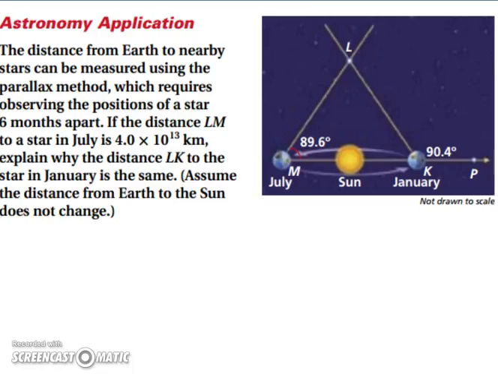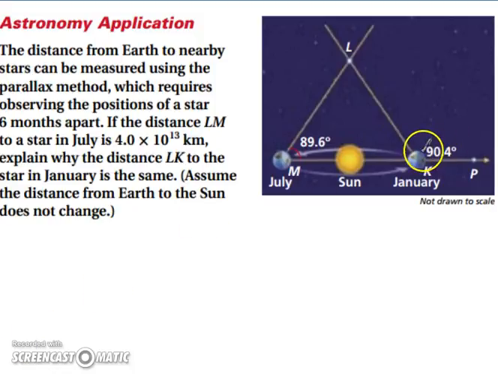Let's look at an astronomy application. The distance from Earth to nearby stars can be measured using the parallax method, which requires observing the positions of a star 6 months apart. If the distance LM to a star in July is 4.0 times 10 to the 13th kilometers, explain why the distance LK to the star in January is the same. Assume the distance from Earth to the Sun doesn't change. We know it does, but for the sake of this problem, we're going to assume it doesn't.